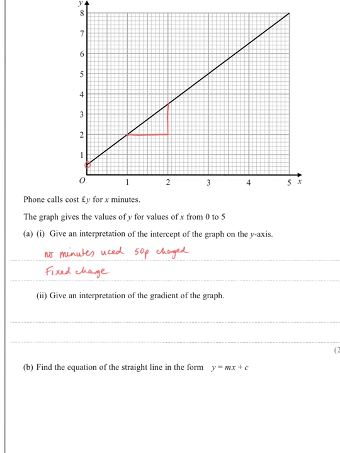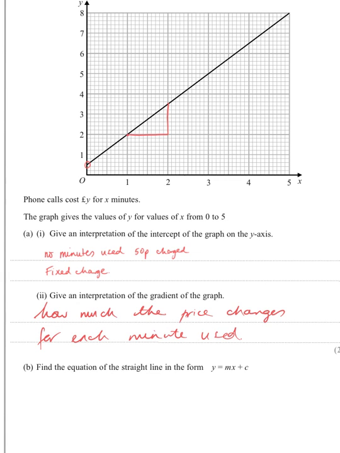Now that's always the case in terms of how I find a gradient. I always go along 1 unit on the x, and however much I go up or down would be the gradient. Don't forget, if it's going down after you go 1 along, the gradient's negative, i.e. the line is going downhill. So the interpretation of the gradient of the graph is how much the price changes for each minute used. That sounds reasonable enough.